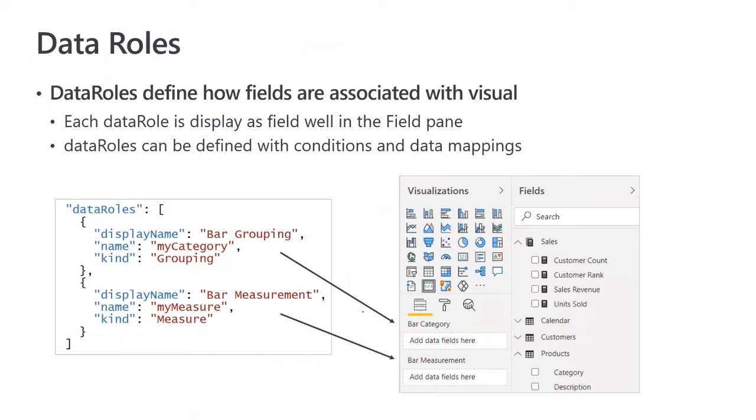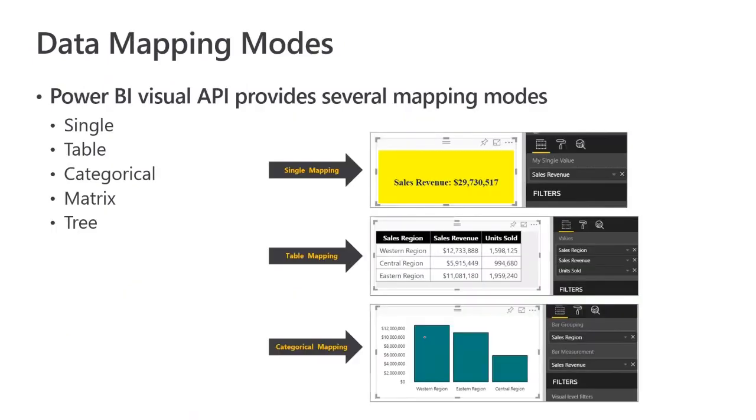Also, what we're going to see is there are constraints. We can define how many fields you can put inside there. When I create a data role, I might say the user can put 2 or more fields in here, or I might say the user can only put 1 field into my data role. You create the data roles so users can configure what fields they're going to give to feed your visual with data. Now we have to pick a mapping.